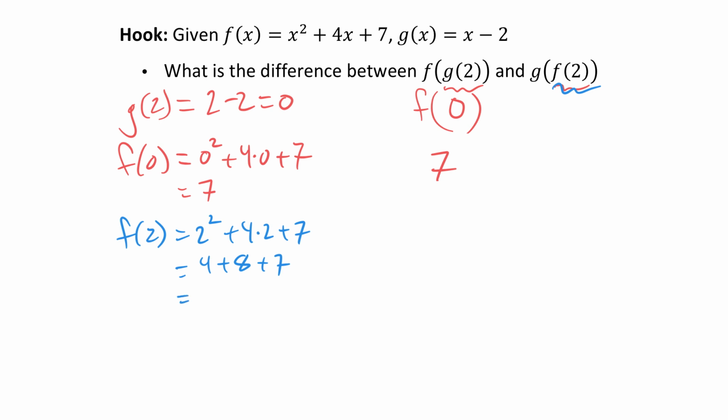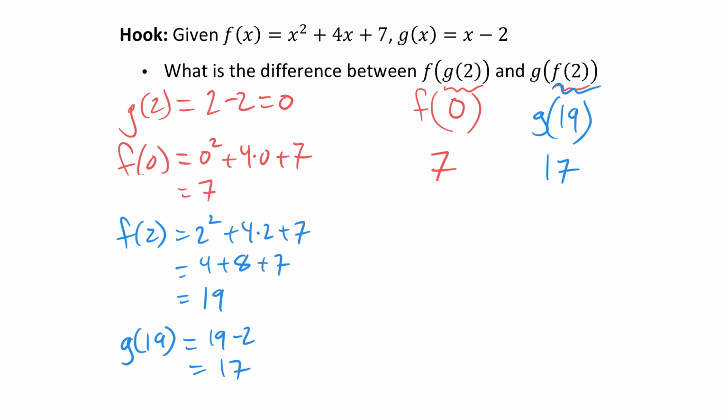And that's going to work out to a total of 19. Okay, so that means this inside portion is equal to 19. Now we need to find g of 19. Well, again, that means everywhere you see an x, you replace it with a 19. So 19 minus 2, which is 17. So our final answer would be 17.